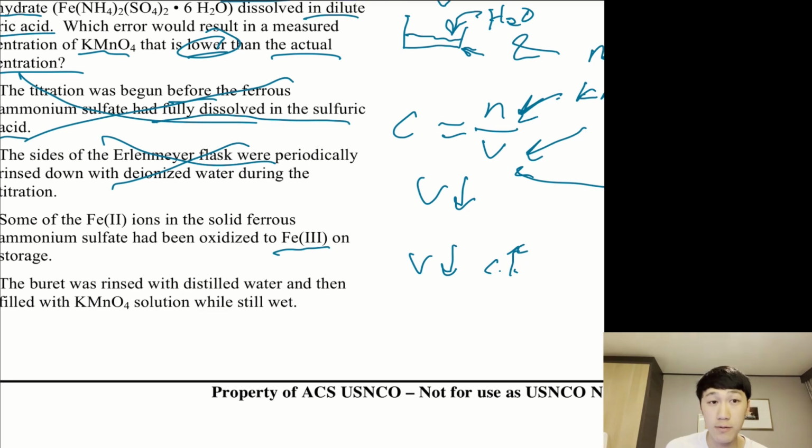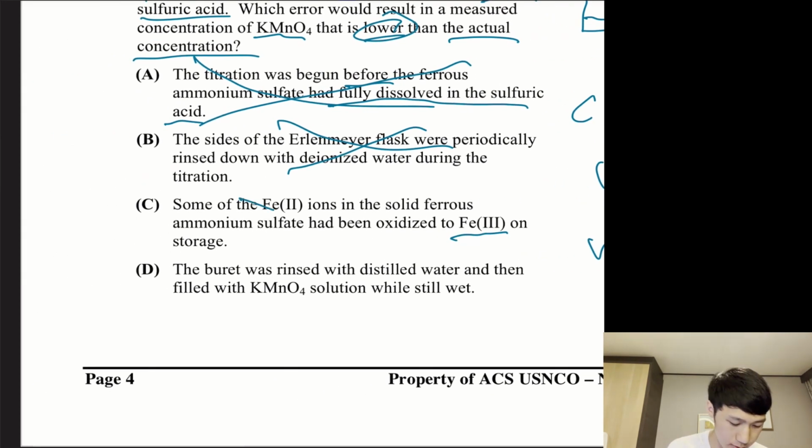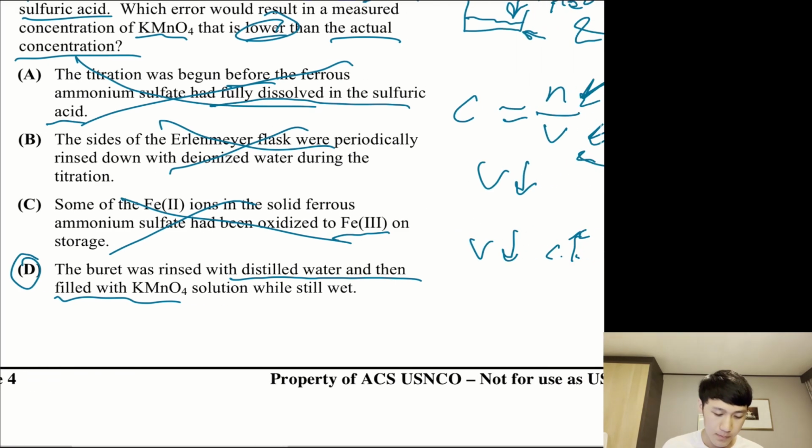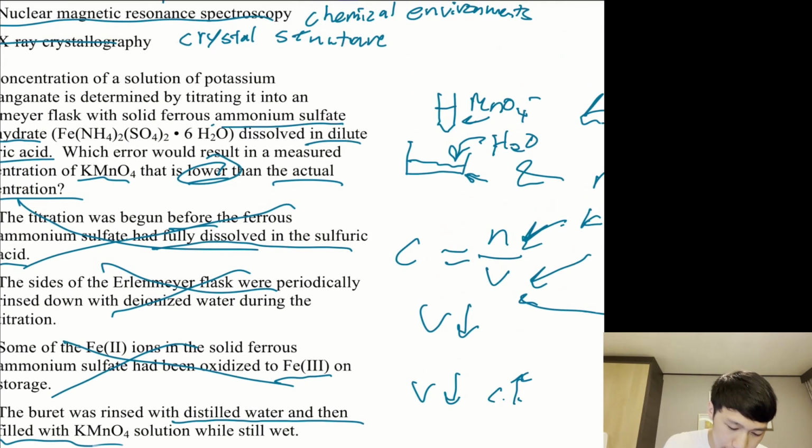This is the opposite of what a lower error is. So this is wrong. That leaves us with D as the correct answer. Let's consider why. The burette was rinsed with distilled water and then filled with permanganate solution while still wet. So in the burette, if we add water into here, right, we rinsed it with water and we didn't clean out all the water, we basically added water to our unknown solution.